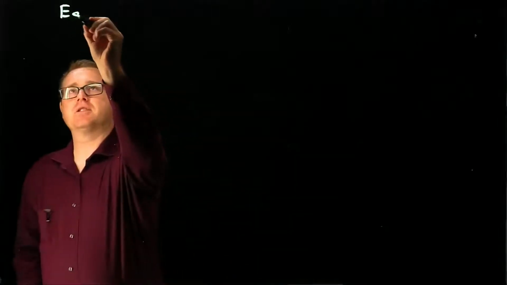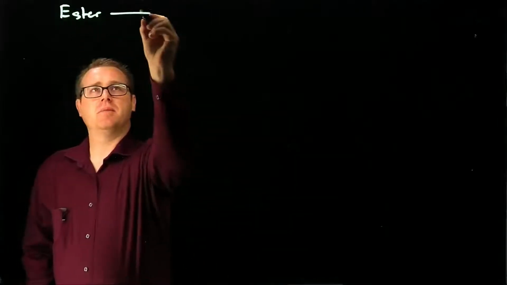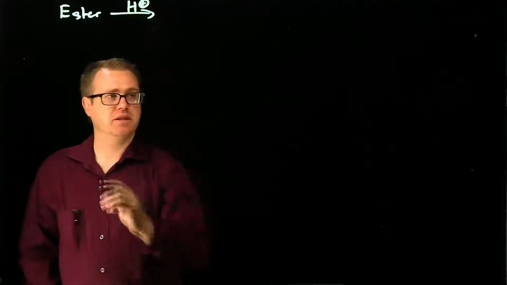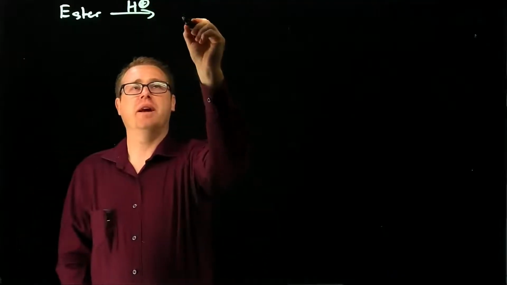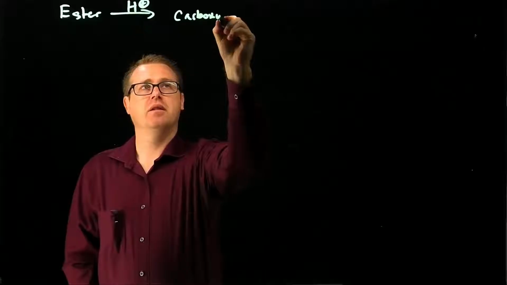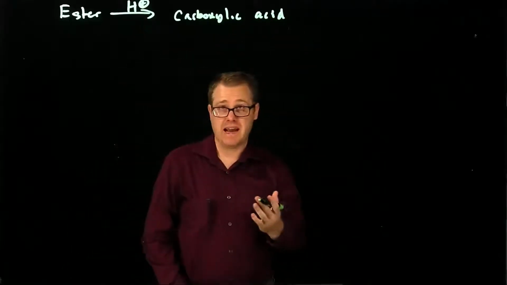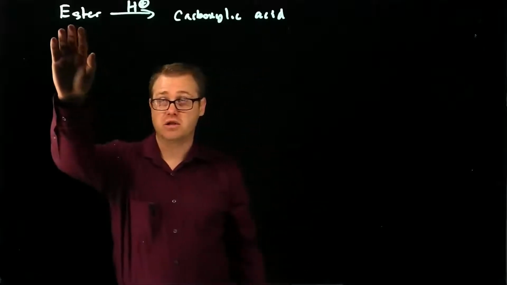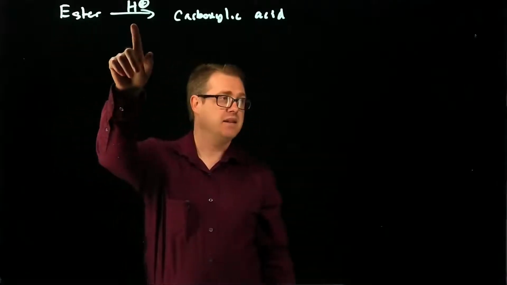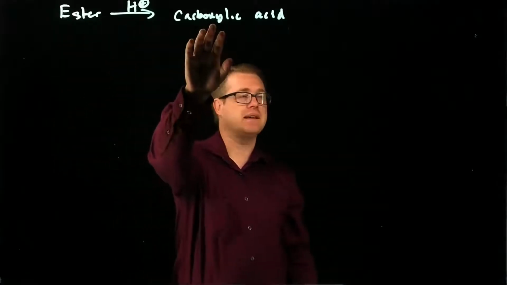Hello, class. So what we have going on today is we're going to look at a reaction where we're going to take an ester and use acidic conditions to convert it to a carboxylic acid. So that's a reaction that you need to know. We can also take an ester and use basic conditions to make a carboxylic acid.